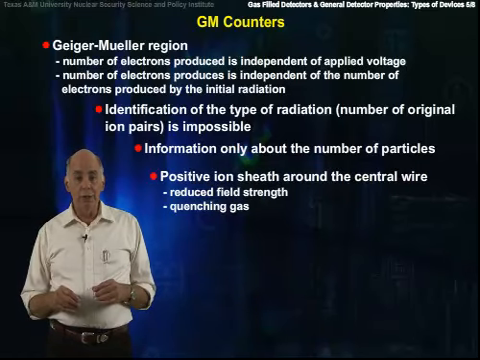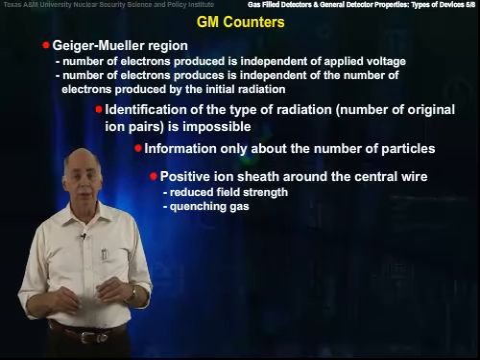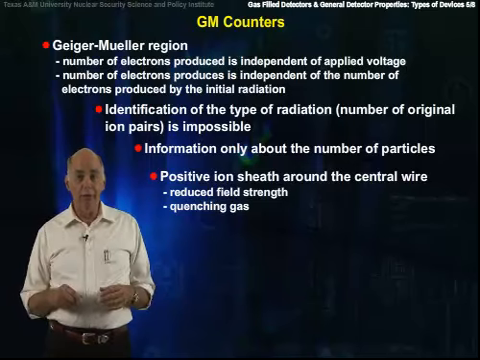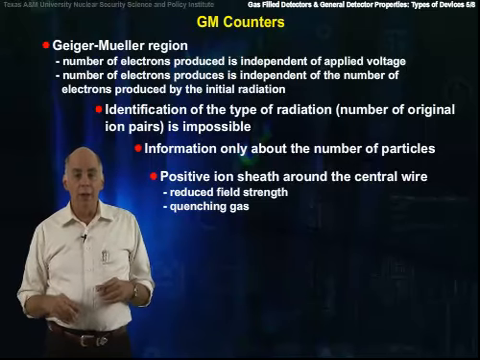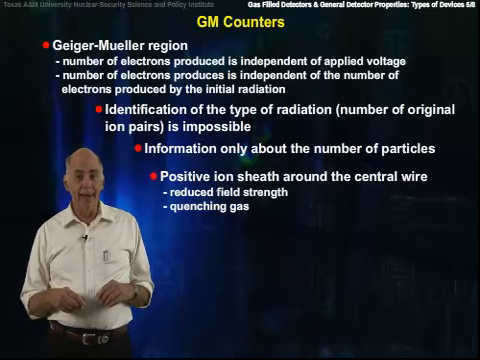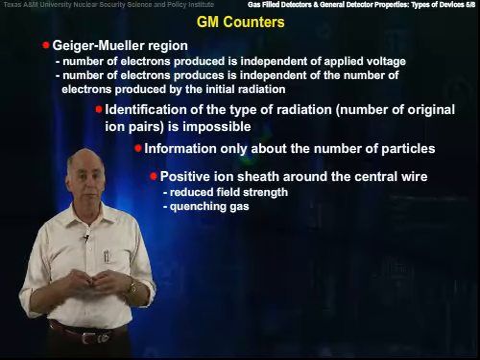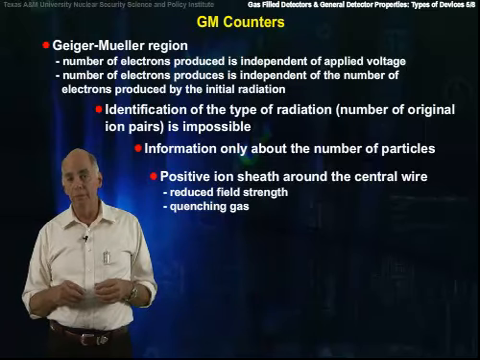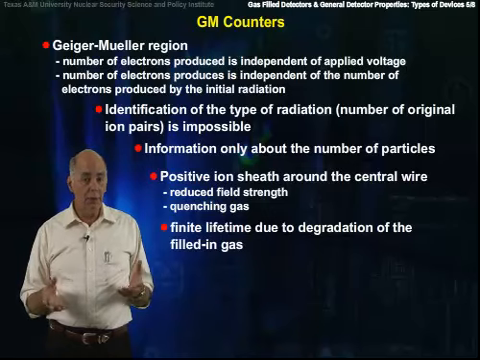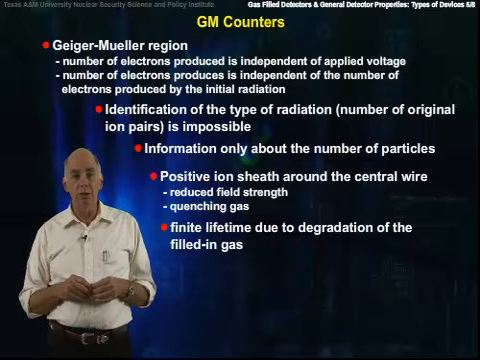The GM detector would discharge continuously after the first pulse, except that positive ions around the central anode wire form a sheath around the wire, reducing the apparent field strength. Also, a quench gas is normally added. Halogens can be used, and they have the advantage of recombining later in the tube. Other quench gases can be used, but if they don't reform after use, then they limit the tube lifetime due to degradation of the fill gas.